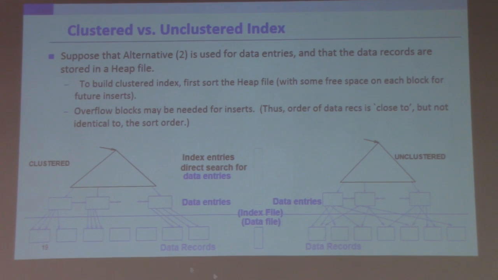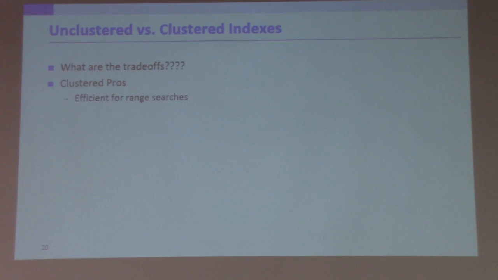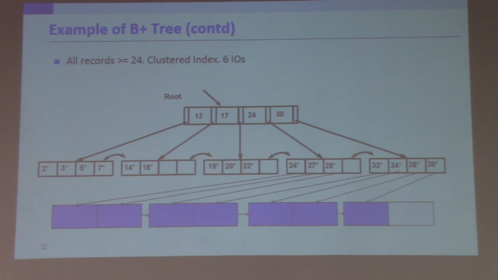Whereas an unclustered index is exactly the opposite. When you sort those data entries, they are no longer in the same order as the records are in the data file. You may wonder, what's the big deal? Yes, I see the difference, but what's really the implication to query performance? I'll show you using an example. Okay.